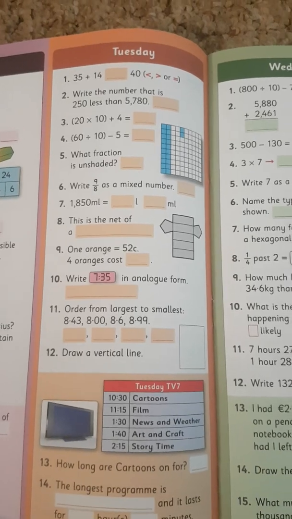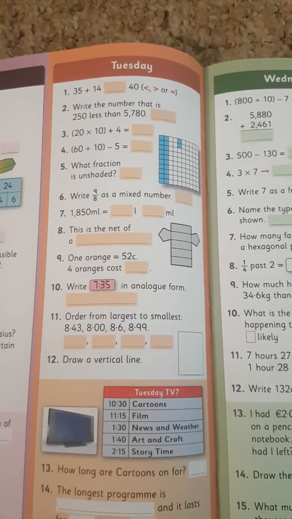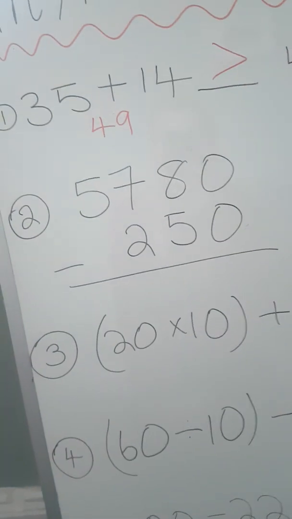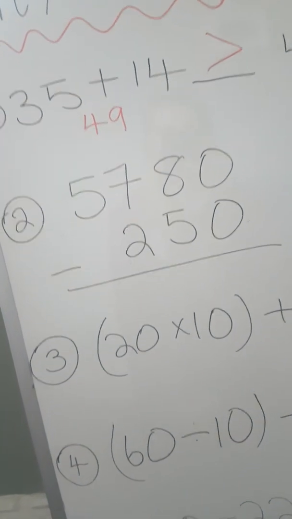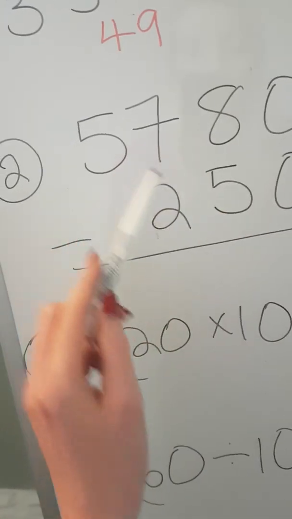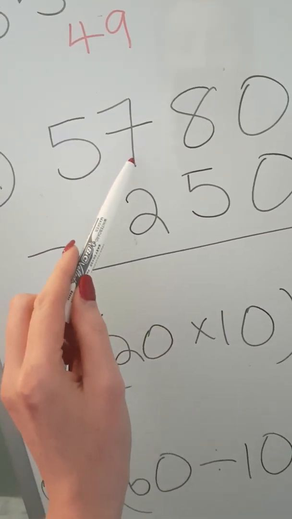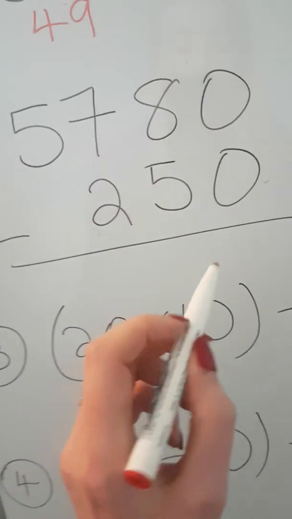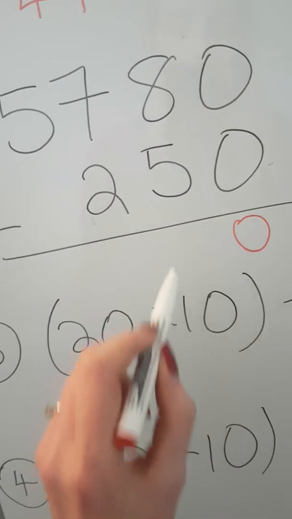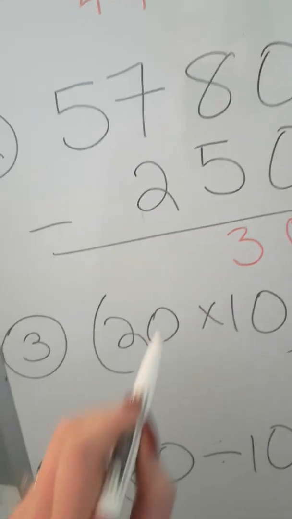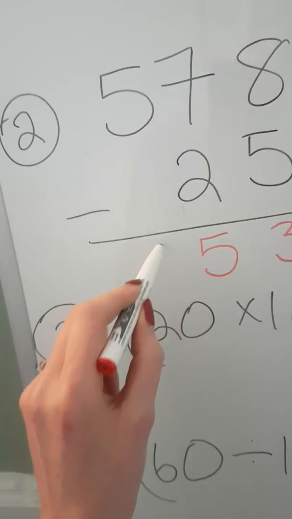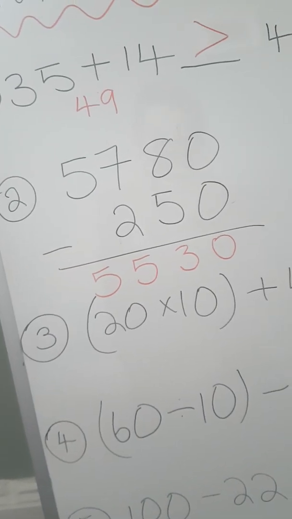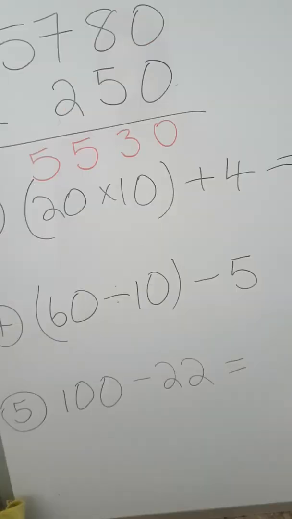Okay, question 2. Write the number that is 250 less than 5,780. So obviously you could do a takeaway sum for this if you need to, but you could also just go to your columns and reduce them. So like reduce 7 by 2, reduce 8 by 5, and so on. But I'll just work it out just to show you. So 0 minus 0 is 0. 8 minus 5 is 3, 7 minus 2 is 5, and 5 minus nothing is 5. So 5,530 is the answer there for that one.